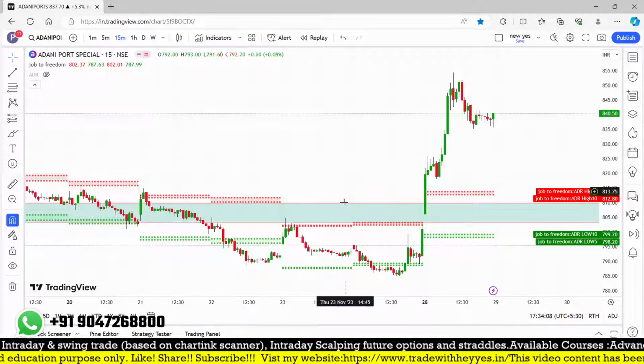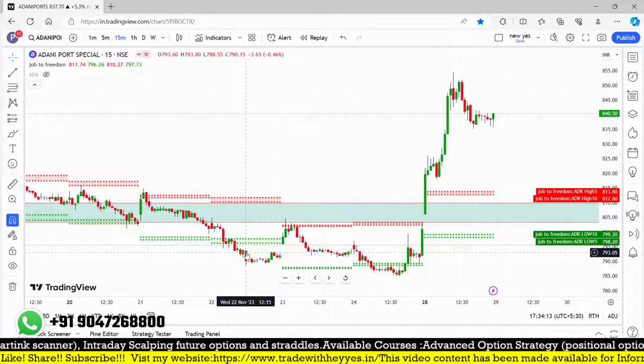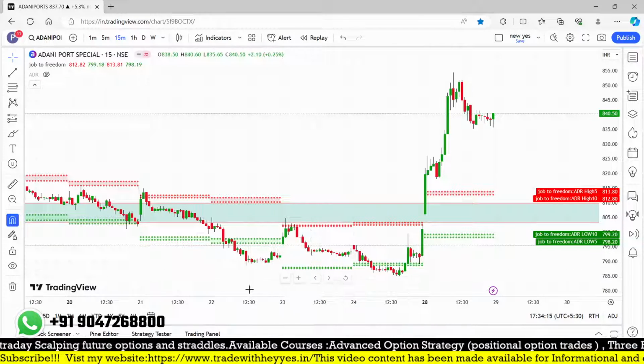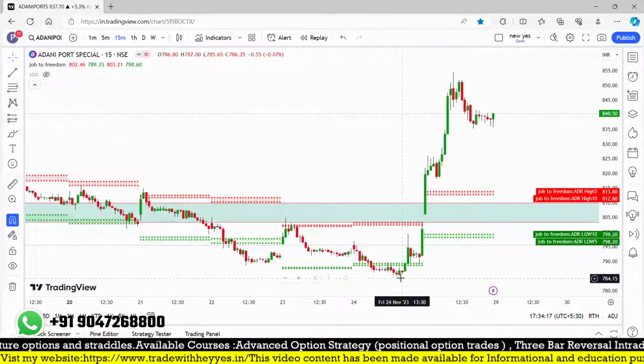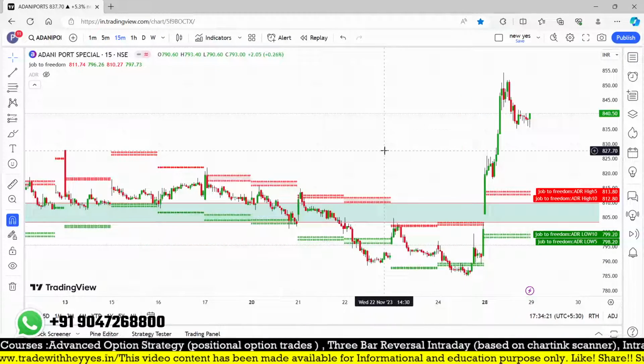Maybe sometimes they see this as a supply zone, or the green one as a demand zone. Something like that also happened when it came to the demand zone, or this supply, sorry, at the lower level, and it started reversing back.